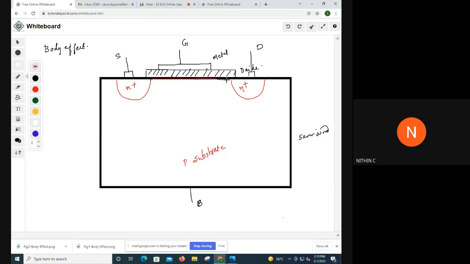This is the place where the accumulation of holes happens. That is, as I said in the beginning, if you are applying a negative gate voltage, you will be having accumulation of holes like this near the surface or near the oxide semiconductor interface.